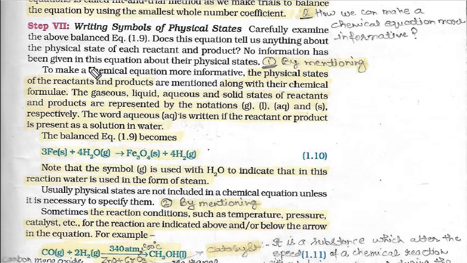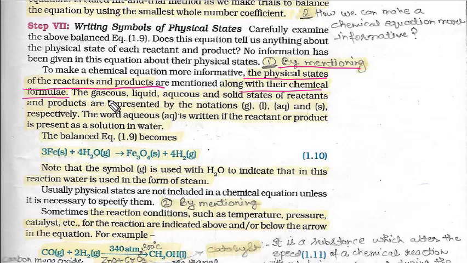No information has been given in this equation about their physical state. So what will be our first step to make a chemical equation more informative? Our first step is by mentioning the physical state of reactants and products, okay, along with the chemical formula. That means wherever their chemical formula is written, we will just put their physical state.